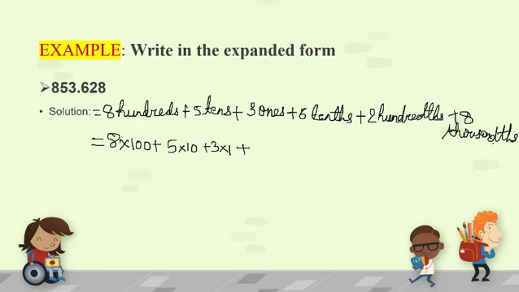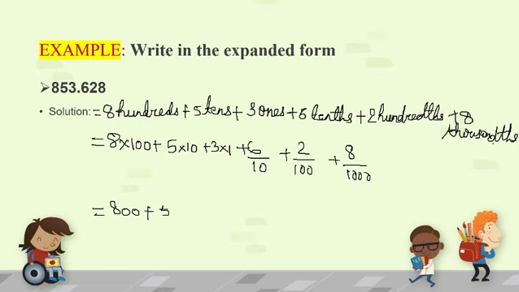6 is in which place? Tenths place. So 6 by 10 plus 2 is in hundredths place, so 2 by 100. And then 8 is in thousandths place, so 8 by 1000. So this is how we are going to represent it in the second form. And our last representation, which is the final representation, 8 into 100 is 800. This is the final representation of our expanded form.